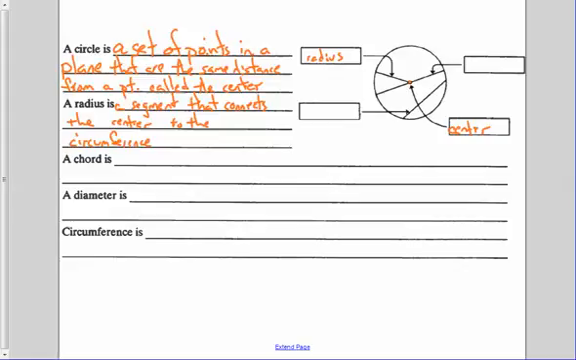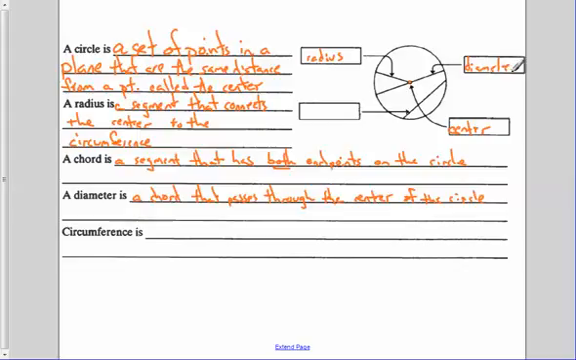And then we have a chord. A chord is a segment that has both endpoints on the circle. And while we're looking at chord, we'll look at diameter. A diameter is a chord, but it's special in that it passes through the center of our circle. So in our example here, we have a diameter that passes through the center. So this is our diameter. And then we have our chord, which goes through the circle, but not through the center. And our circumference is just the distance around a circle.